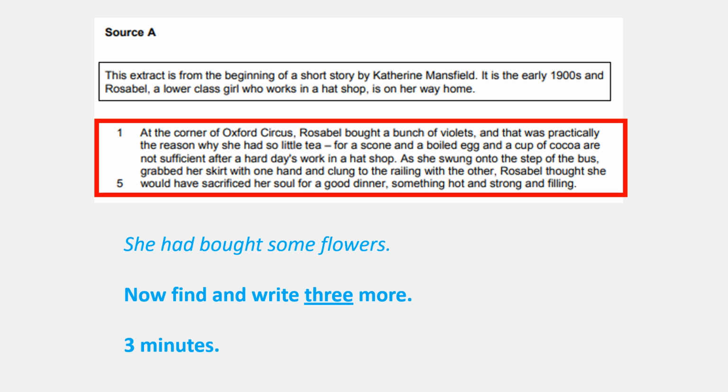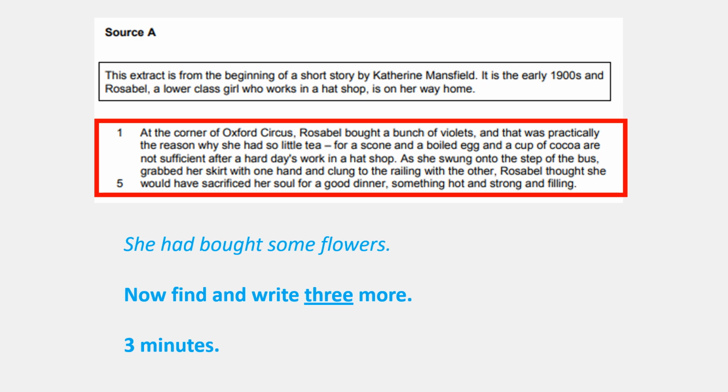So this is a simple retrieval question. One of the things you might have found, the first thing that I found, because I was doing this as I was reading the source almost, was "at the corner of Oxford Circus." Well, there's nothing there that I can talk about because there's nothing about Rosabelle. "At the corner of Oxford Circus, Rosabelle bought a bunch of violets." So the first thing I'm going to write is "Rosabelle had bought some flowers," or "she had bought some flowers." That's going to get me 1 mark.